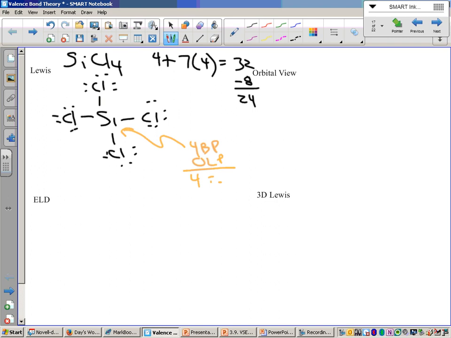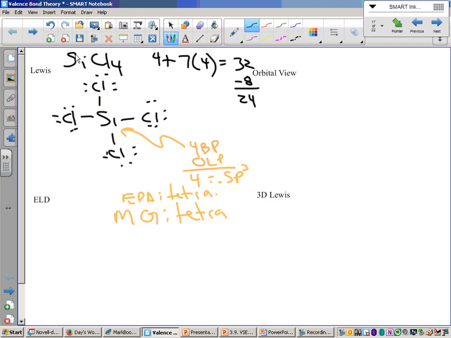What's the hybridization? sp3. What's the electron pair arrangement? Tetrahedral. And notice there's no lone pairs, which means you've got nothing to ignore. You can go straight to molecular geometry. What's the molecular geometry? Tetrahedral.